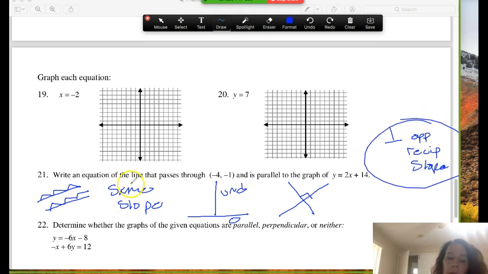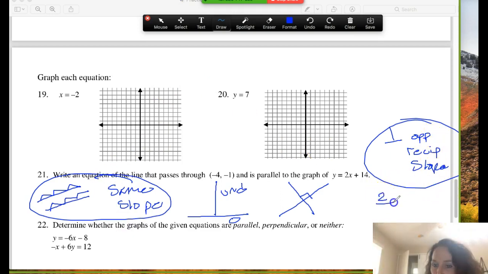Okay. Parallels are the same slope. Opposite reciprocal slope means if one slope is 2 over 1, the other slope is -1/2. If one slope is -3, the other slope would be +1/3, because this is 3 over 1.